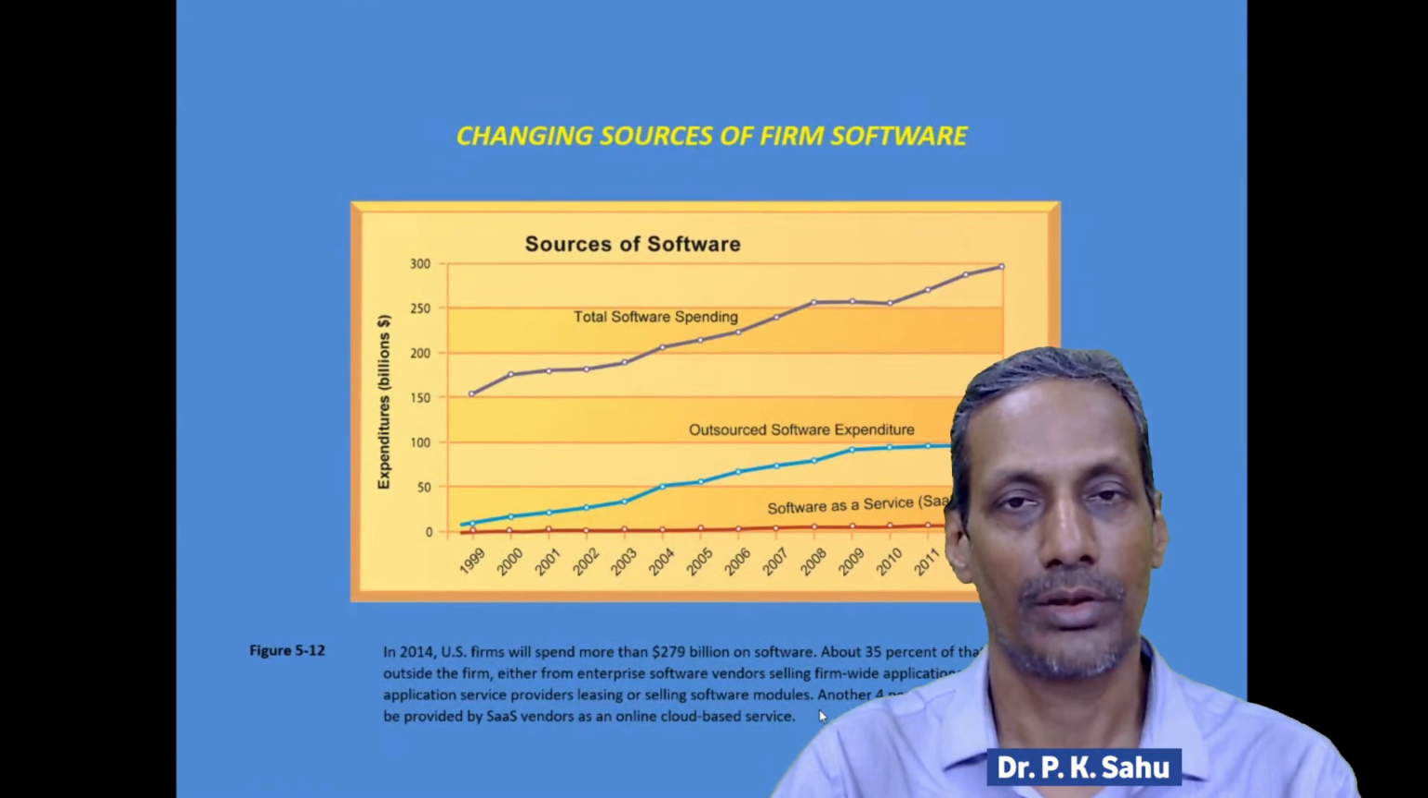So this shows the changing source of firm software, from total software spending to the outsourced software expenditure to software as a service.